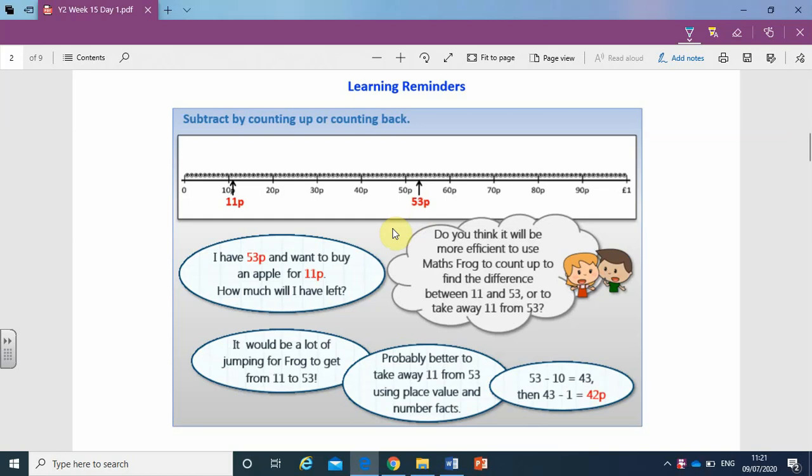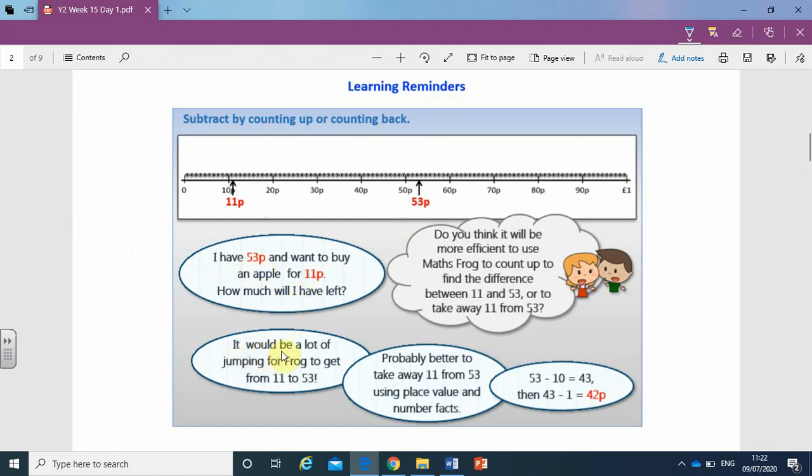Do we need to count forward? Do we need to count back? Of course, we've always got some different ways at our fingertips, like column subtraction. But let's just look at this for today and see if you can use some of these mental strategies to help you. So here we've got a word problem. I have 53 pence and I want to buy an apple for 11. How much will I have left? Well, we know that's 53 take away 11, because the apple's costing 11 pence, so it's going to take that away from our amount.